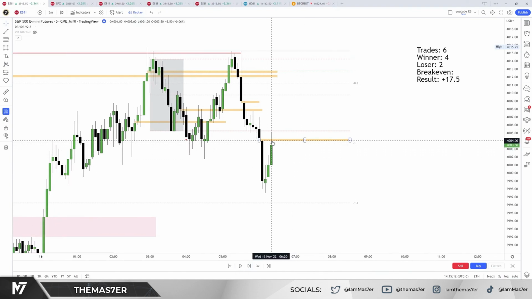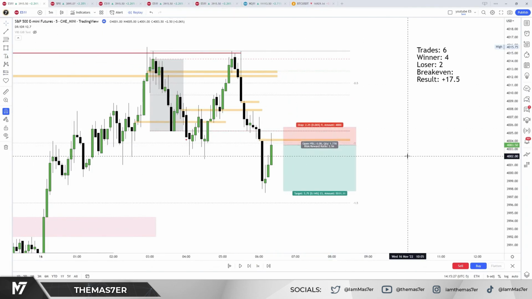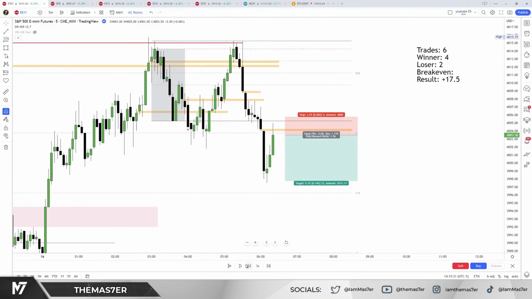I think I want to re-enter. We see a rejection from the DR levels, like we have the volume imbalance over here. So we're going to take another short trade. Stop 2 ticks above DR and IDR levels. Yeah, let's see.